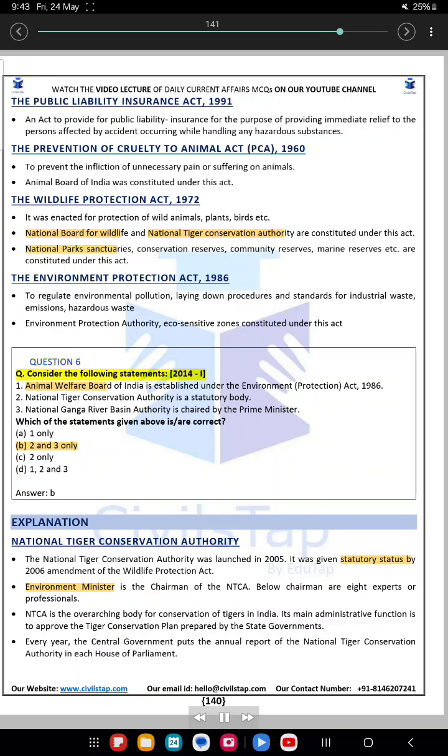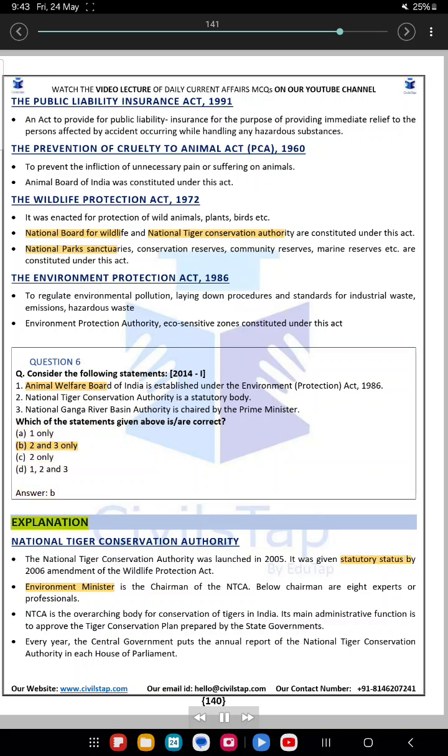Question 6. Consider the following statements, 2014 I. 1. Animal Welfare Board of India is established under the Environment Protection Act, 1986. 2. National Tiger Conservation Authority is a statutory body. 3. National Ganga River Basin Authority is chaired by the Prime Minister. Which of the statements given above are correct? A. 1 only. B. 2 and 3 only. C. 2 only. D. 1, 2 and 3.